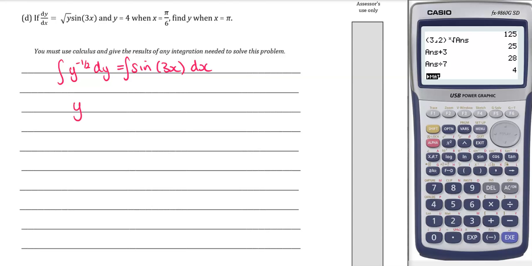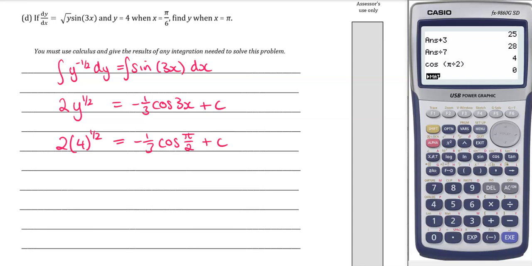If we integrate that, we get y to the half divided by the new power, so that's 2. If we integrate sine, we get negative cos, and then divide through by the 3. Okay, so when y is 4, so 2 times 4 to the power of a half, x will be pi by 6. So 3 pi by 6 is pi by 2. Right, cos of pi by 2 is 0, so c equals 4.